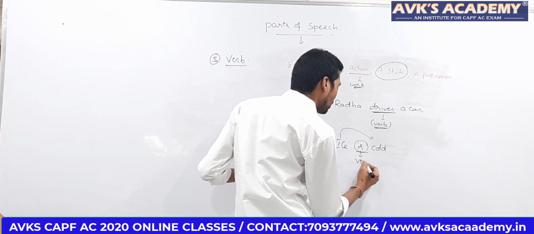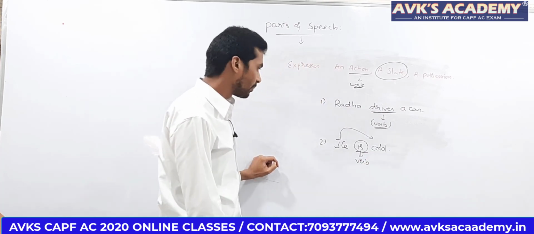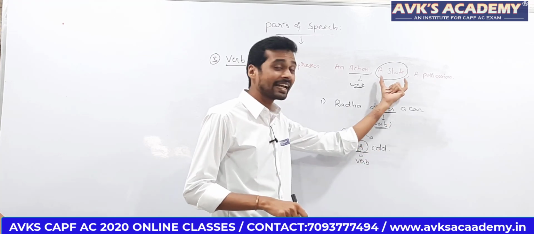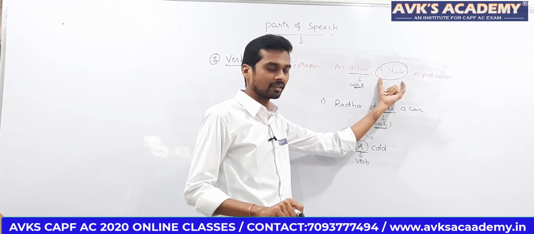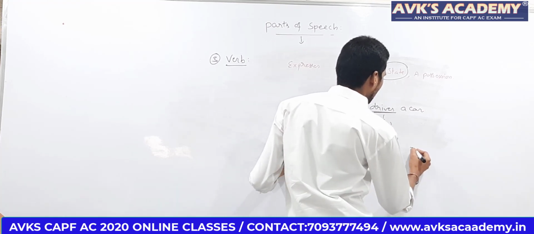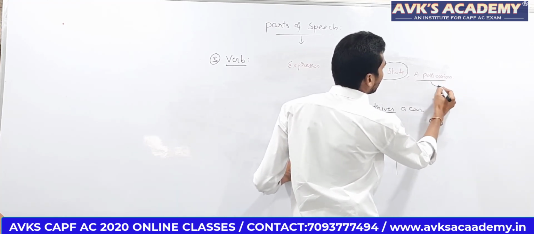Here again it is acting as a verb, because what is the purpose of is here? It is denoting state, in which state something is. So that's why is also a verb. And let me give another example regarding position.